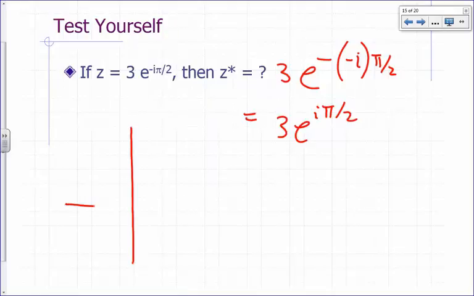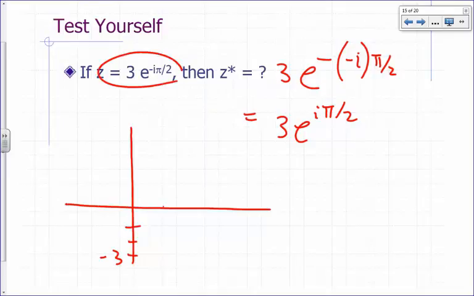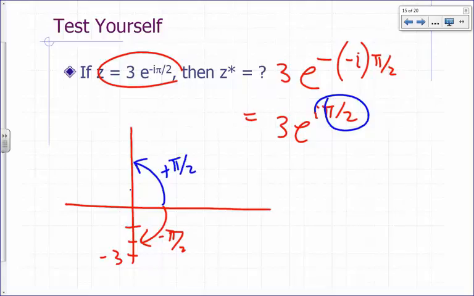So where would that be on your complex plane? Remember what we said this one was? It's this one right here, right? This is negative pi over 2. So if you want to go this time to theta, this time is positive pi over 2. So that's positive pi over 2. So 1, 2, 3. So complex conjugates are just mirror images across the x-axis.